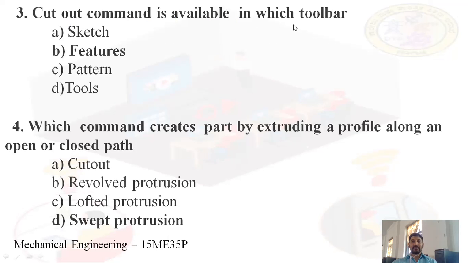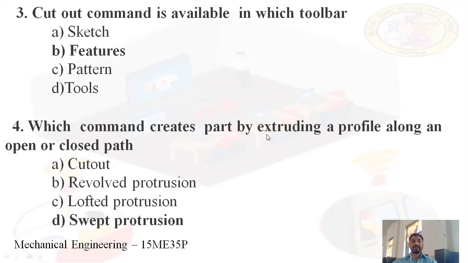Cutout command is available in which toolbar? So initially I told you the cutout operation, protrusion command, everything is available in the features toolbar only. So correct answer for this is features toolbar. The sketch is used to draw the profiles. The pattern is used for copy, and tools are used for toolbars. So features is the correct option.